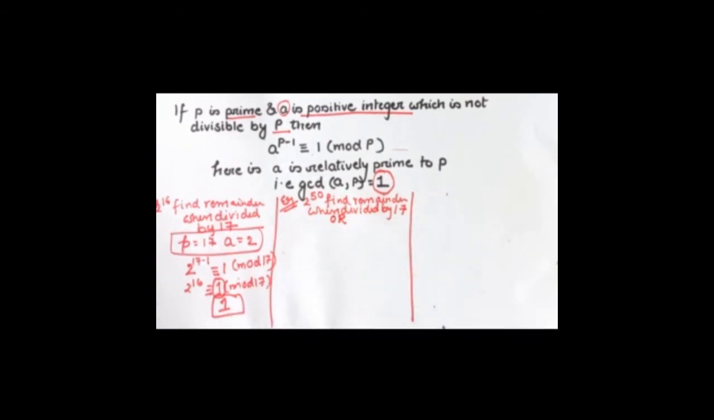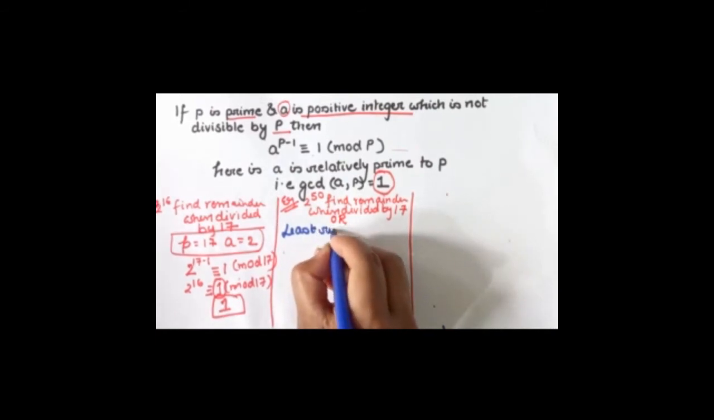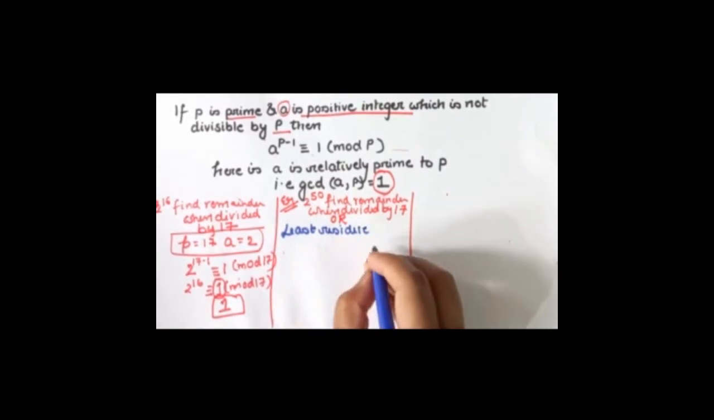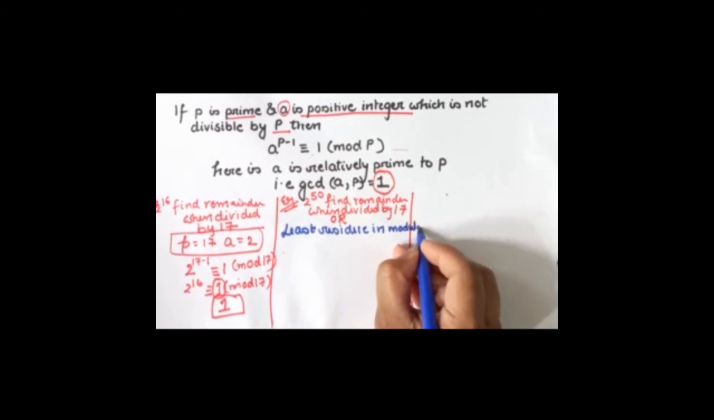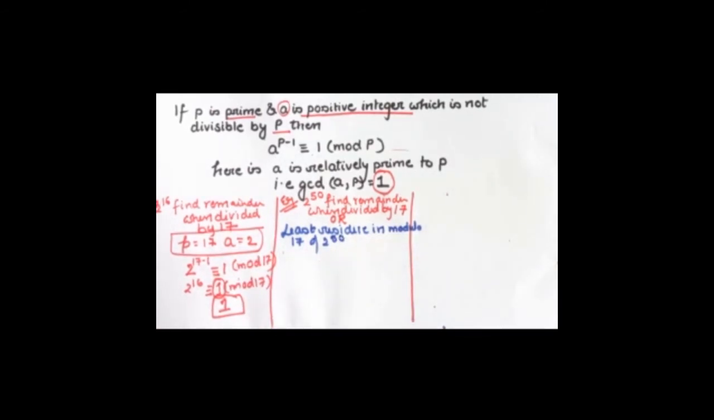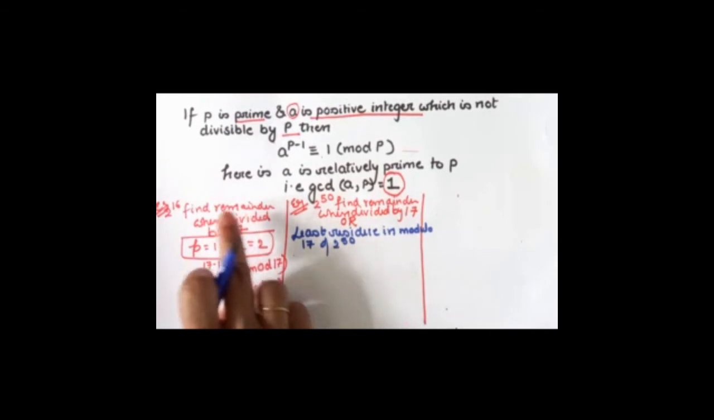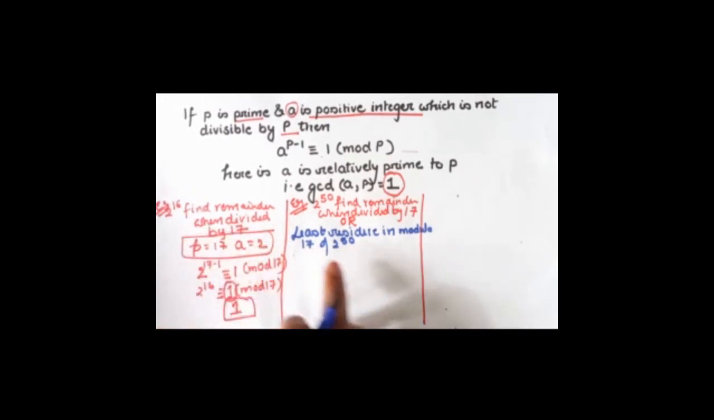Please note this. Let me demarcate it with another color so that you can understand. The question is also asked in this form: least residue in modulo 17 of 2 to the power 50. That is, find the least residue in modulo 17 for 2 to the power 50. And this question can also be asked in this form: find the least residue in modulo 17 of 2 to the power 16. So please remember this form.